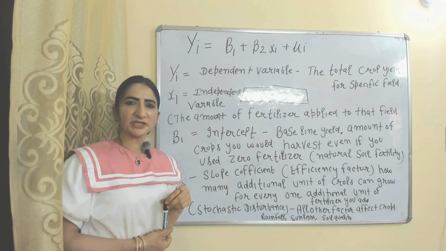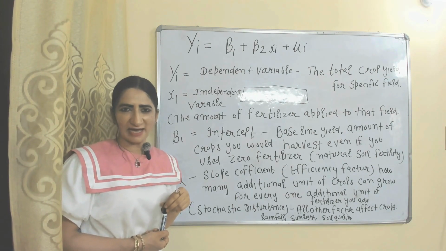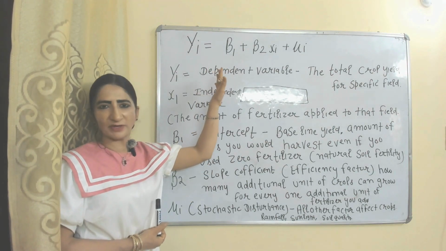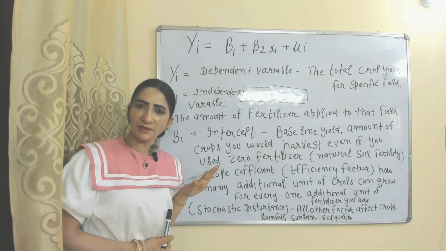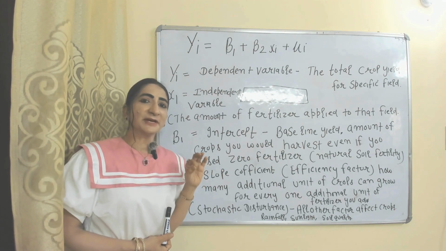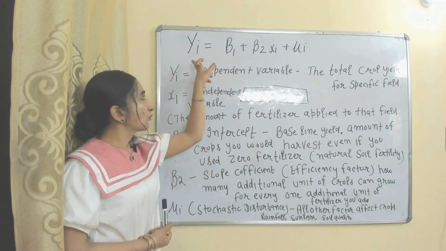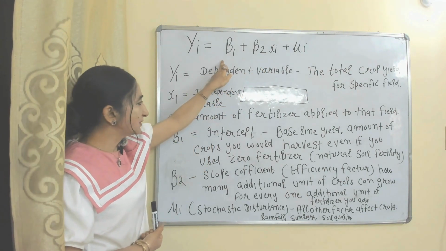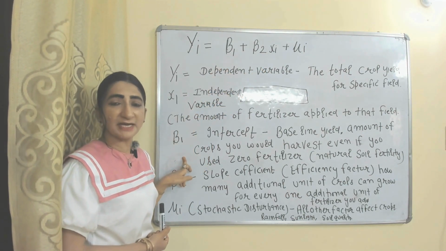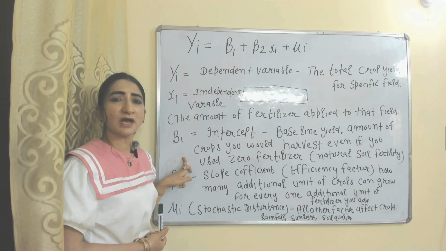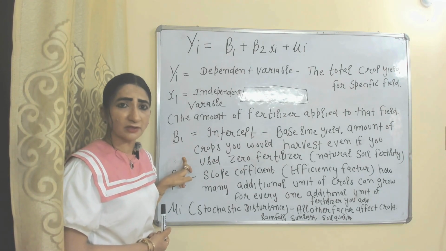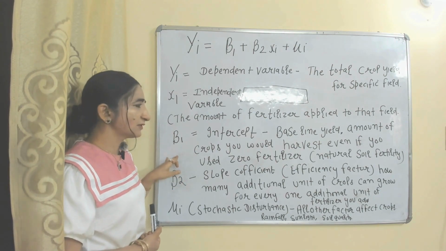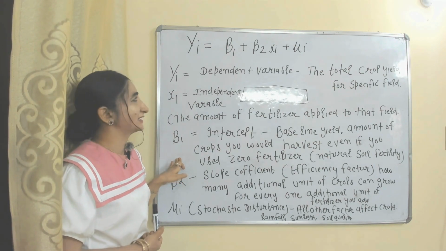Now we will see the equation of two-variable regression analysis. We represent two-variable regression analysis through this equation. Here our dependent variable is growth of crop and independent variable is fertilizer. Yi is the dependent variable, Xi is the independent variable. Beta 1 is the intercept, the baseline yield, which shows how many units of crop you can grow using zero fertilizer. That means beta 1 shows natural soil fertility.